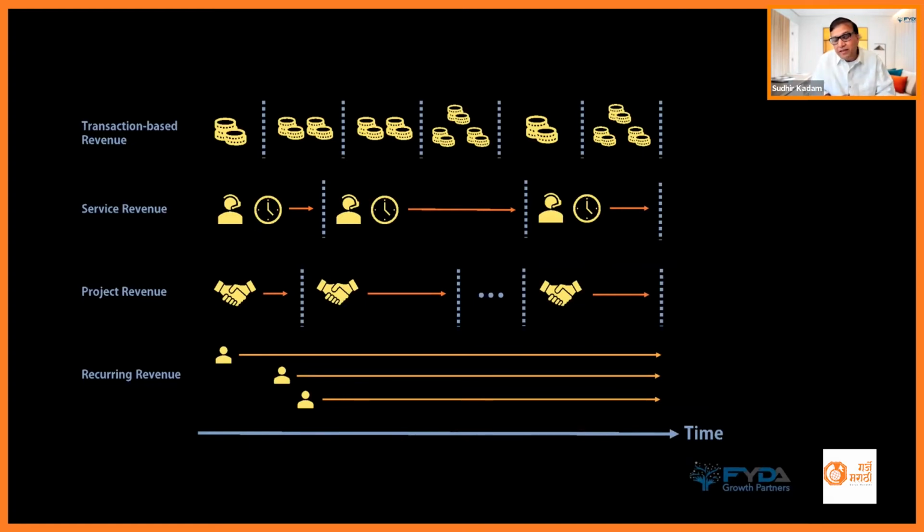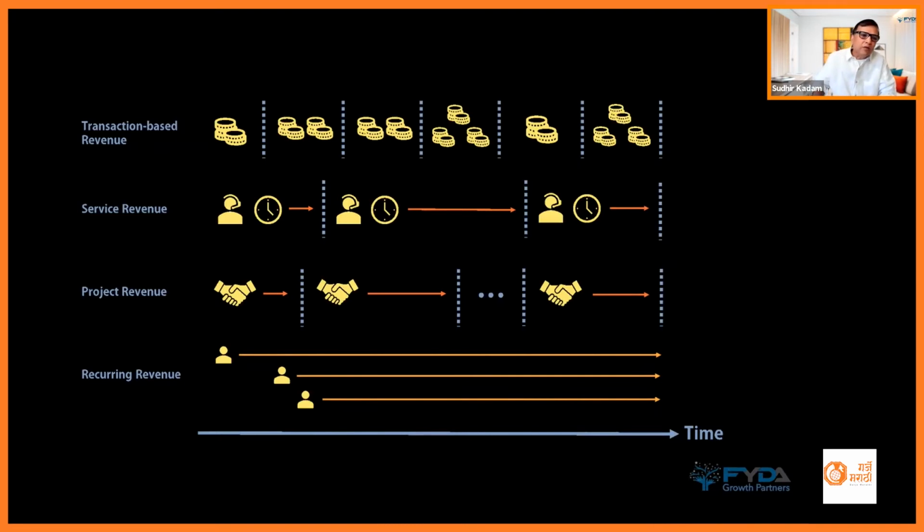And then the interesting model is the recurring revenue model. That means the customer is going to continue to use your product, and as he uses your product, you're going to keep making money out of that product usage. That means you sell once and you have a recurring revenue coming from the customer.